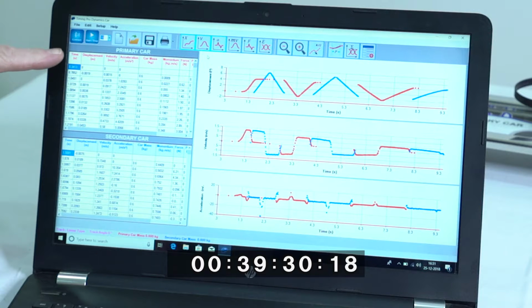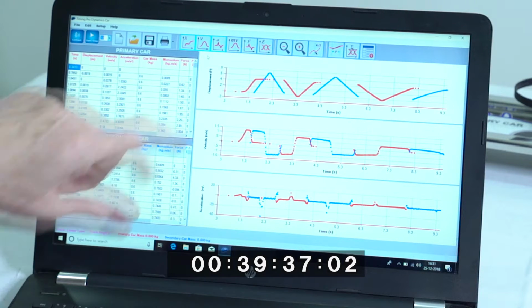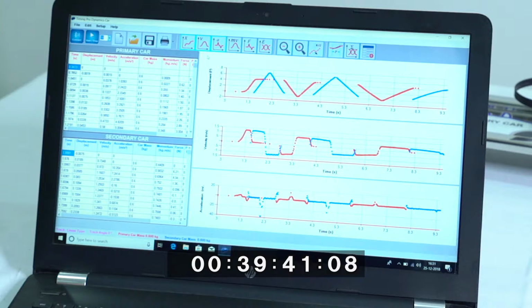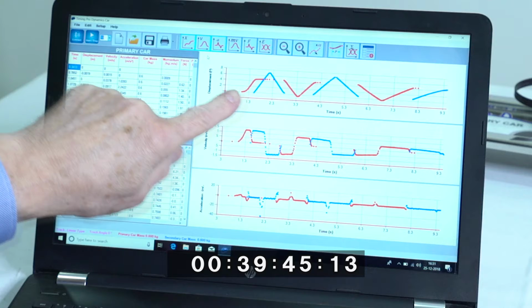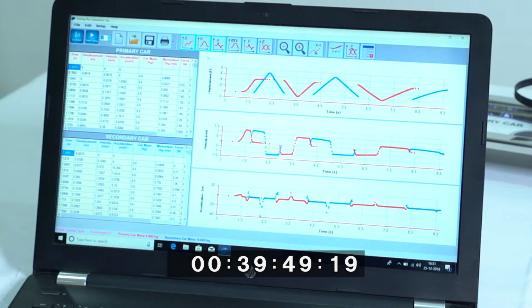Primary data has red headings. Secondary data has blue headings. Likewise, data is plotted in the graphs in blue and red. Data before and after the collision can be deleted, or the user can zoom in on the useful parts of the graph.